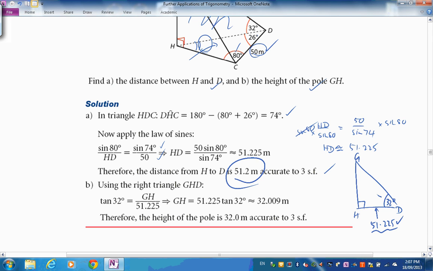Now we want this side, go to the angle. GH is the opposite. We have the adjacent here because that's the hypotenuse, so we're going to use tan. Tan of 32 is GH over the length, so GH, multiplying across by 51.25, is approximately 32 metres. So we've been able to, measuring some angles at ground level, work out the height of the pole. All of this was done at ground level. You don't have to climb up the pole with a tape measure. Think about the usefulness of this.